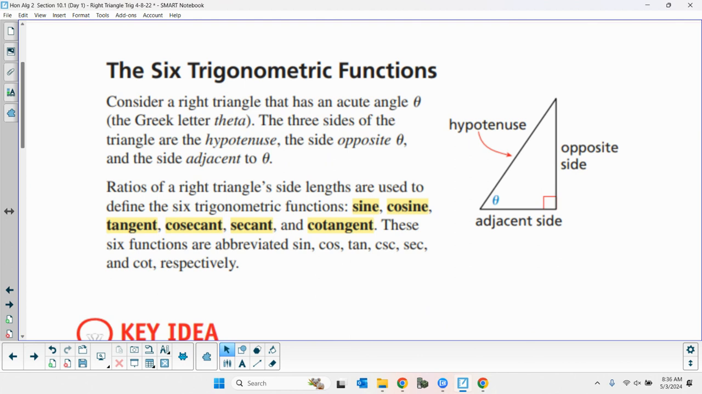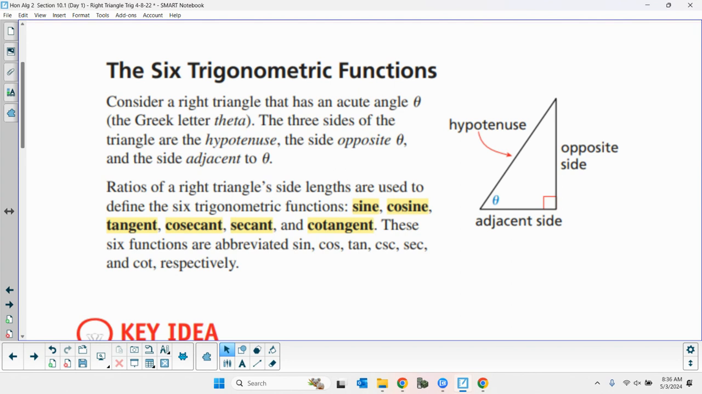Okay? So, again, it depends where theta is. Opposite side isn't always the one that's going up and down. If theta's up here, then this is the opposite side, and that's the adjacent side. You understand? So it depends on the angle you're looking at. But this is always the hypotenuse. It will always be the longest side, too, in a right triangle, because the biggest angle will always be the 90-degree angle, the right angle. Okay?